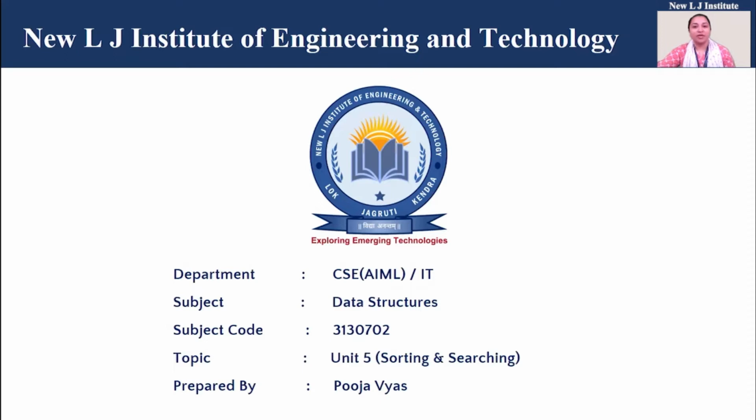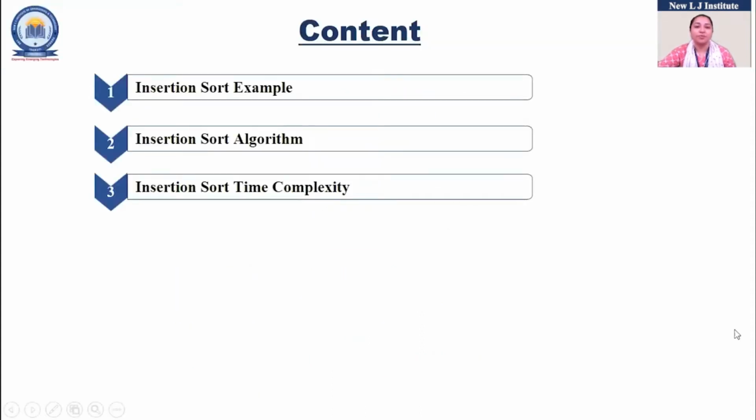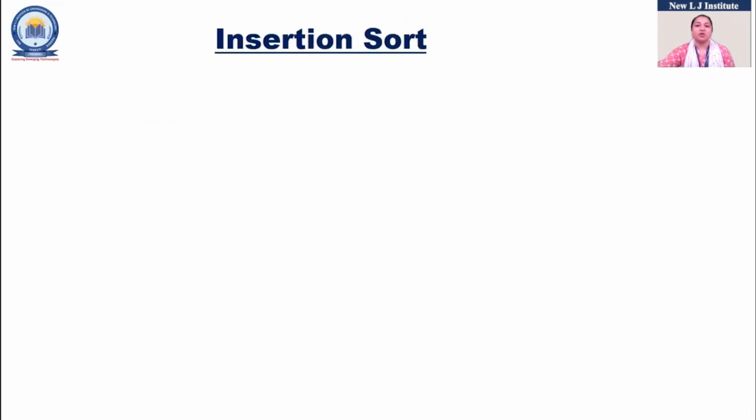Today, we are going to look at Unit 5, Sorting and Searching. Today's topic is insertion sort. Let us see the working of insertion sort now. So in sorting, we will be having a number of elements. Either they are arranged in ascending order or they will be arranged in descending order in the output of any sorting algorithm. So let us see the example and algorithm of insertion sort now.